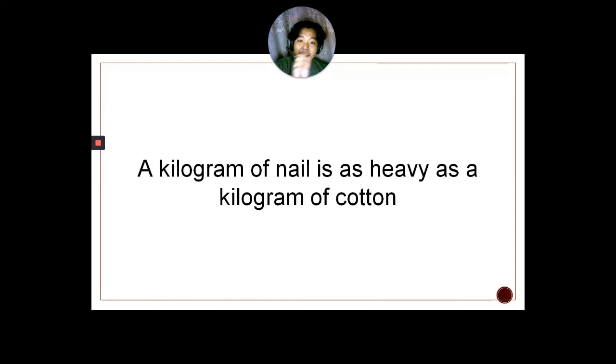So, technically, kapag mas madami, mas mabigat. 'Di ba? Though minsan may mga isa lang pero mas mabigat sa madami.